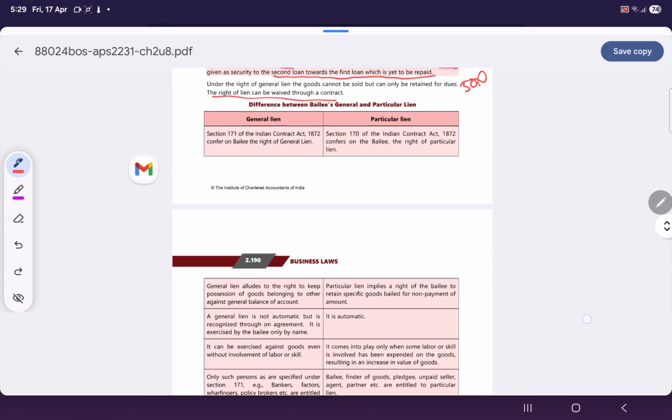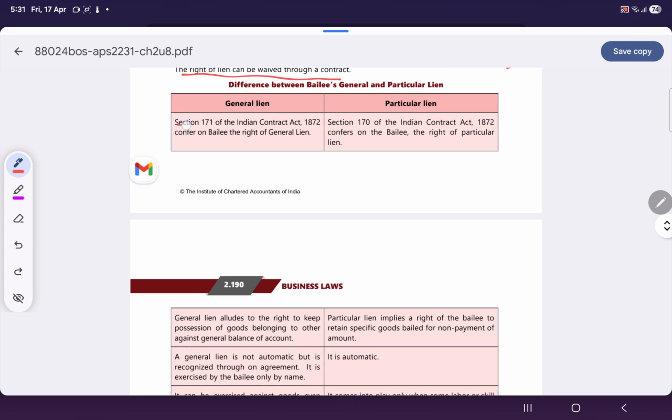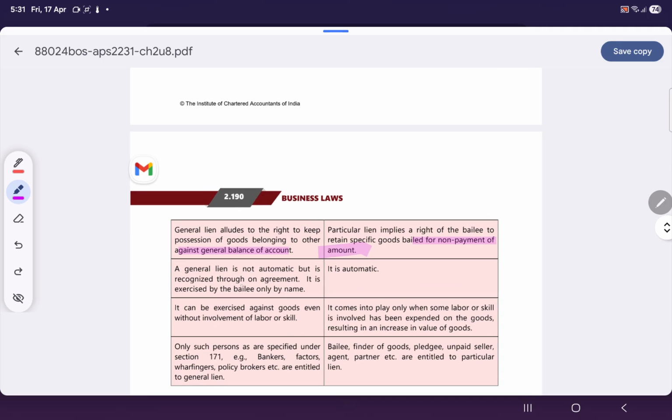Difference between general lien and particular lien. Section 171 deals with general lien. Section 170 deals with particular lien. General lien is for the general balance of account, but particular lien is for retaining specific goods for non-payment of a particular amount. A general lien is not automatic but is recognized through an agreement. There should be an agreement for it, but particular lien is automatic. Means if there is no agreement also we can retain the goods.